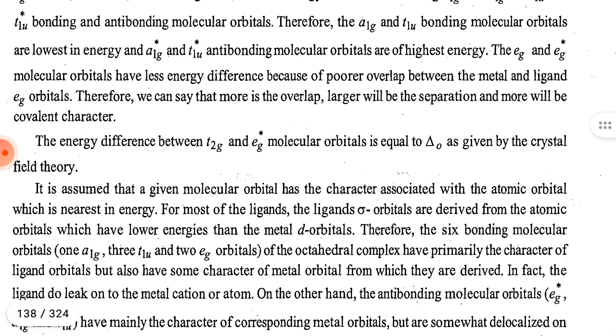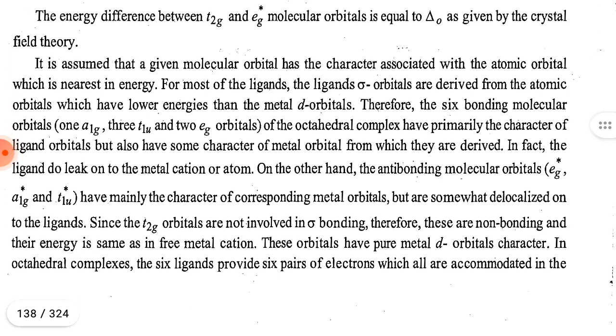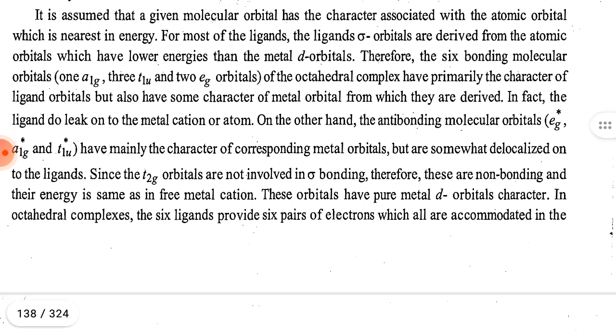The Eg and Eg star molecular orbitals have less energy difference because of poorer overlap between the metal and ligand Eg orbitals. Therefore, we can say that the more the overlap, the larger will be the separation and the more will be the covalent character. The energy difference between T2g and Eg molecular orbitals is equal to delta zero as given by the crystal field theory.